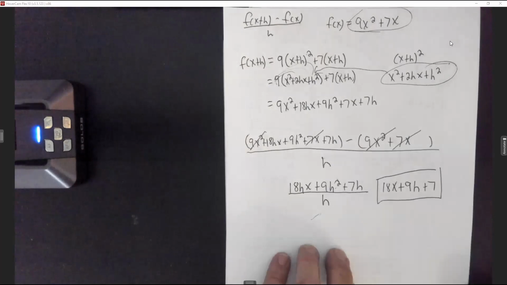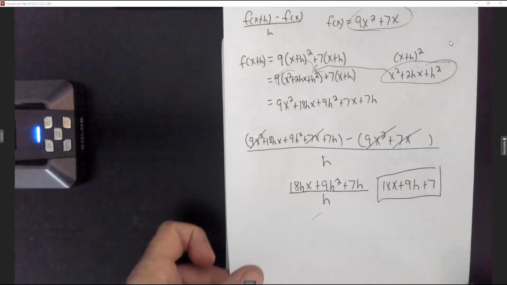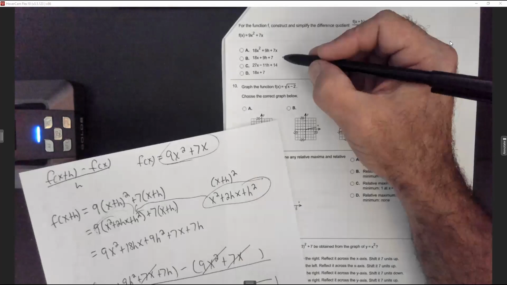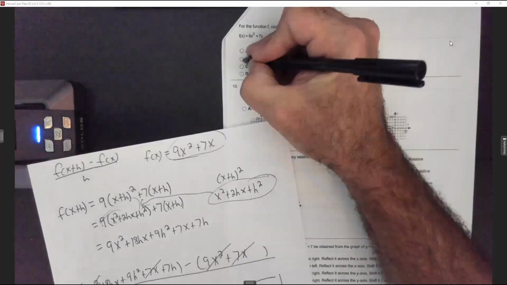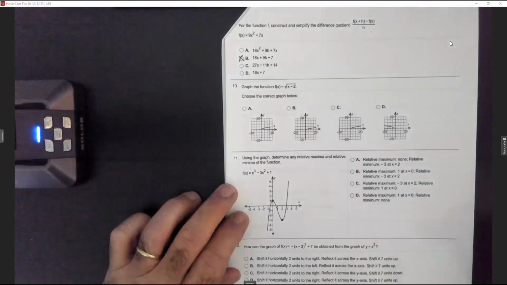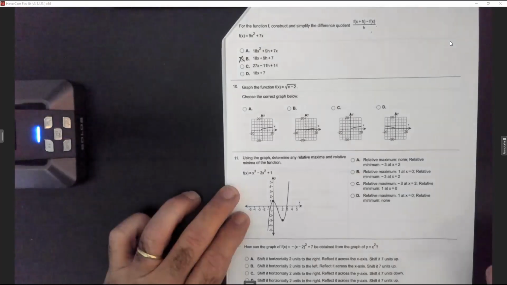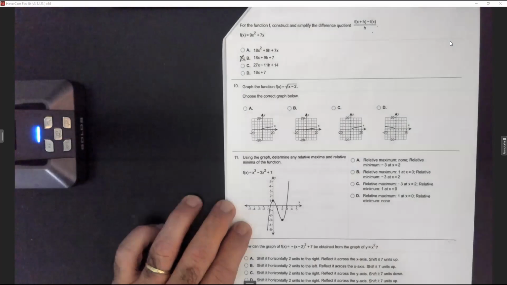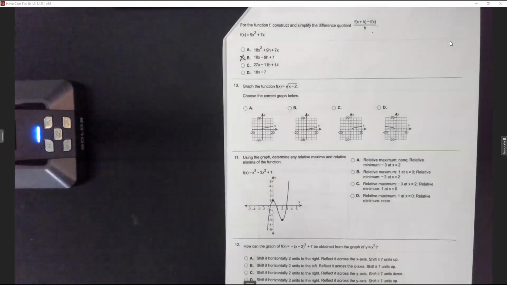So we would come over here hoping to find the 18x plus a 9h plus 7. So y'all, that one's tricky, but if you can get the f of x plus h part, you got this problem whooped, okay?